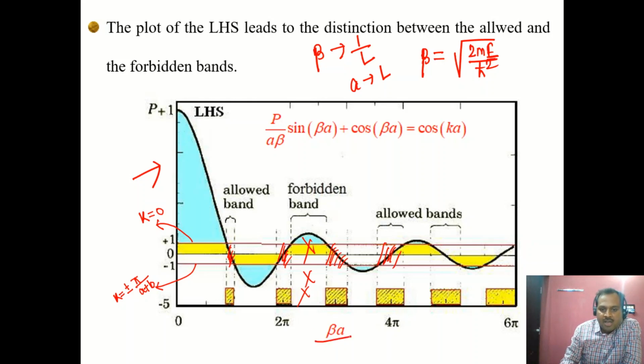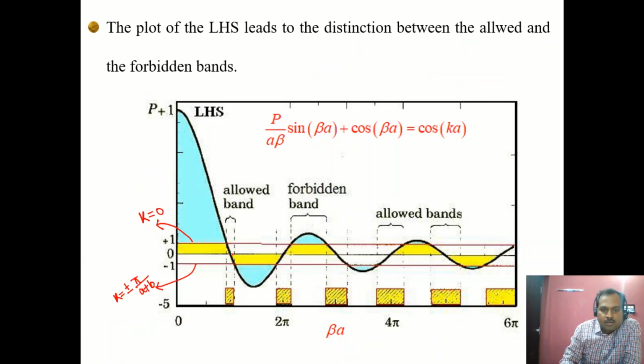Now let us look at this graph a little bit more carefully. With the increase in the value of beta a, basically we are going to increase the energy of the electron. With increase in beta a, what is happening? The width of the allowed bands: this one is a little narrow, this one is a little wider, this one is wider, this is much wider. We can see that the width of the allowed band is increasing with increase in beta a, or with increase in the energy of the electron.